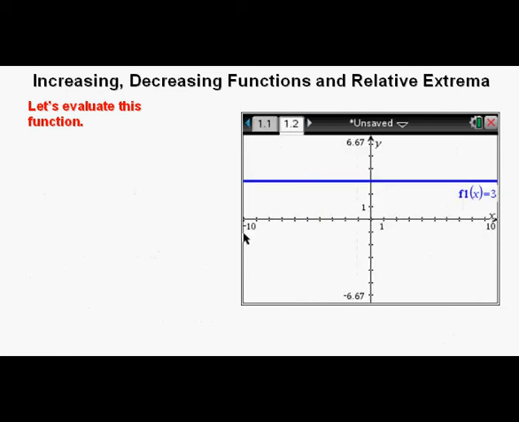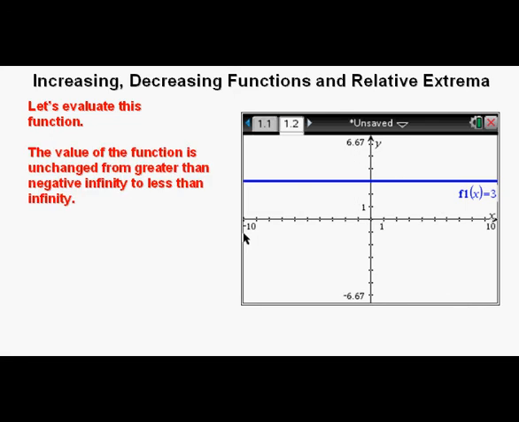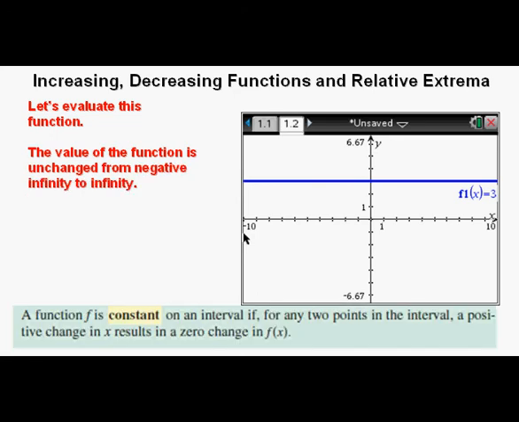Now let's evaluate this function. This is a constant function, the function f of x equals 3. The value of this function is unchanged from negative infinity to infinity. Here we see the definition from the beginning, where there is zero change no matter which 2 points we compare in the function. So we say that the function is constant on the interval from negative infinity to infinity.